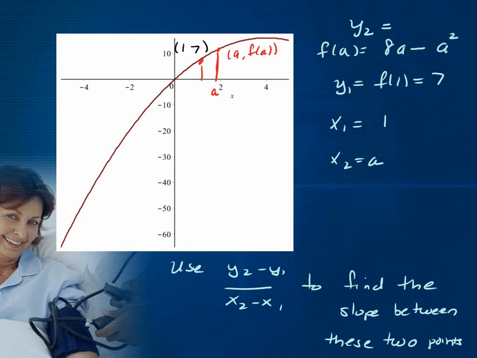Okay, so what's my y1? It's f at 1, which is 7. What's my x1? It's 1. Those are my 2 points. This one to the right, this one right here. The coordinates, this is my x1 and this is my y1.